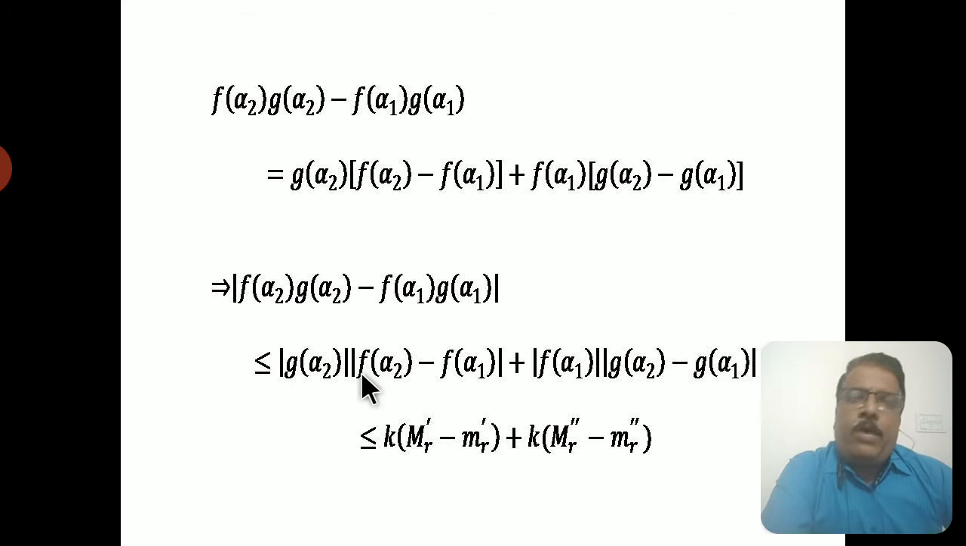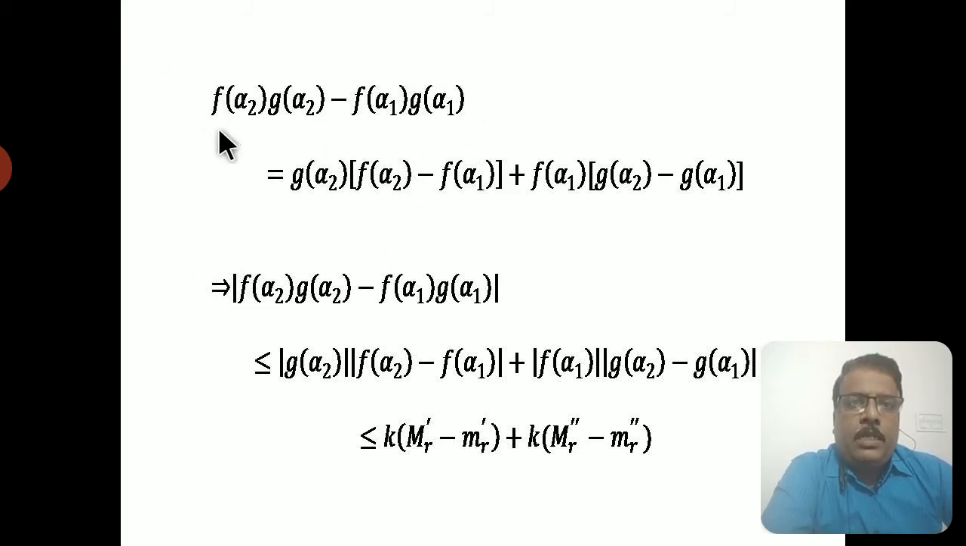Okay, now already we have learnt one theorem, that is the absolute value of a minus b is always less than or equal to the absolute value of a plus the absolute value of b. Okay, so the same formula we are using here. So therefore it is less than or equal to the absolute value of g of alpha 2 into f of alpha 2 minus f of alpha 1. Now here, this is the absolute value, taking the absolute value for both the terms.